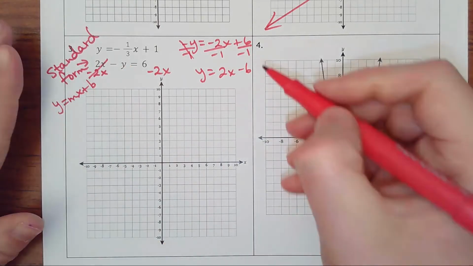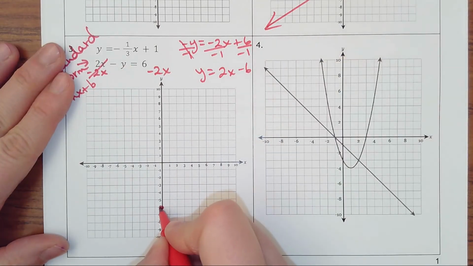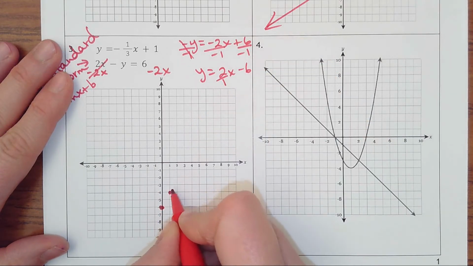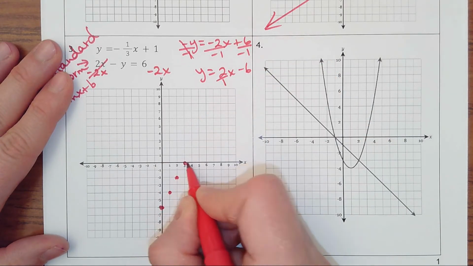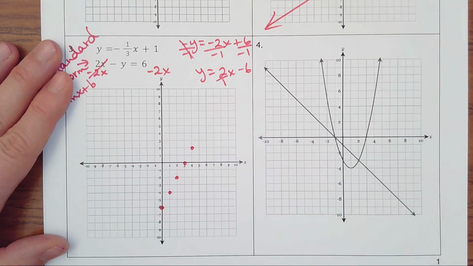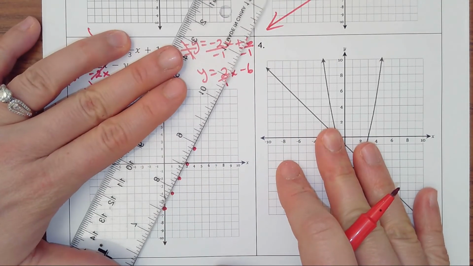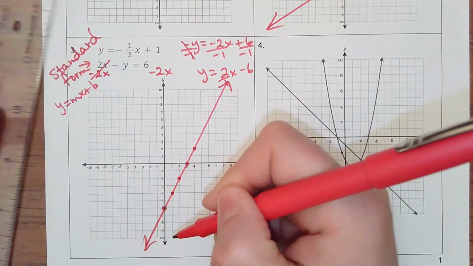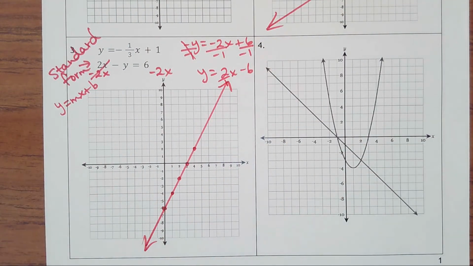Okay, so I'll go ahead and graph that one. I start down at negative 6. My slope is 2 over 1, so I'm going up 2, right 1. Okay, and that's my line. All of those points I just made are called solutions of that equation. They work if I plug them in.